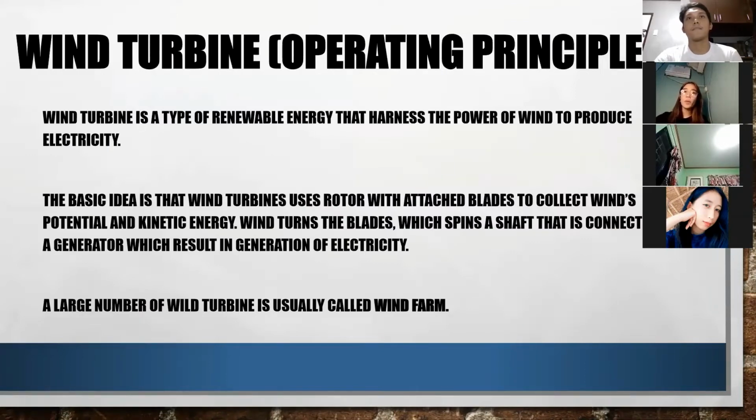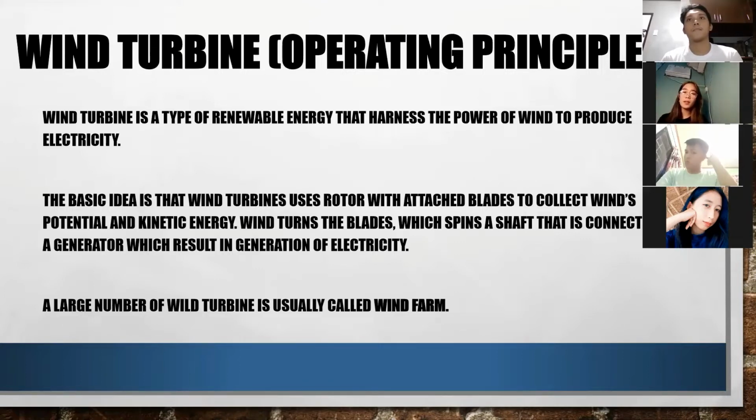Wind turbine operating principle. Wind turbine is a type of renewable energy that harnesses the power of wind to produce electricity. The basic idea is that wind turbines use a rotor with attached blades to collect wind's potential and kinetic energy. Wind turns the blades, which spins a shaft that is connected to a generator, which results in generation of electricity. A large number of wind turbines is usually called a wind farm.